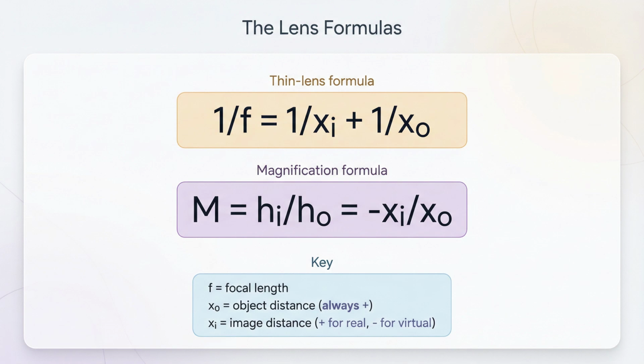Okay, let's talk math. We use two main formulas. The first connects the focal length, object distance, and image distance. The second calculates magnification. The tricky part here is the signs. Object distance is always positive, but image distance? That's positive for real images and negative for virtual ones. You have to watch those minus signs.